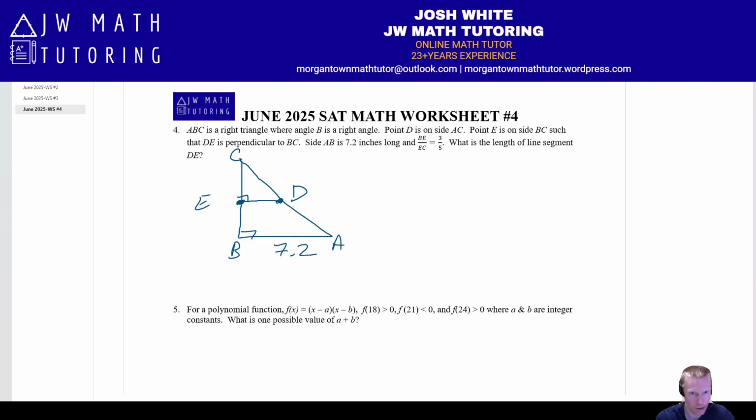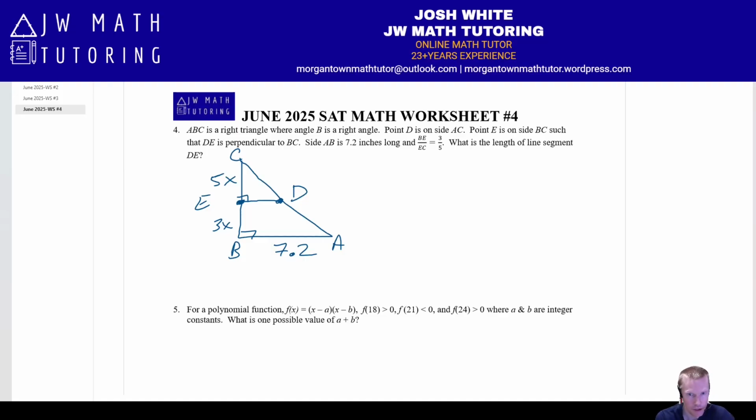Side AB is 7.2 inches long. The ratio of BE to EC is 3 to 5. So for example, 3x, 5x, let's just say for now. All right, what is the length of line segment DE? Okay, this is a basic similar triangles type problem.